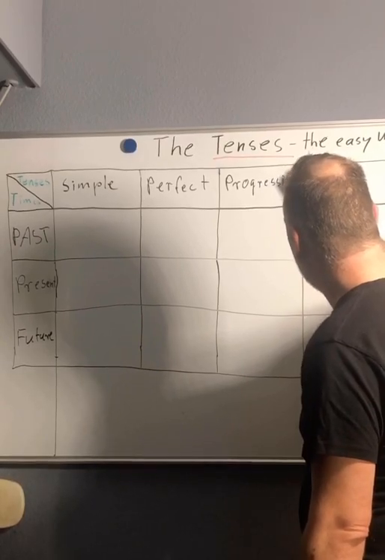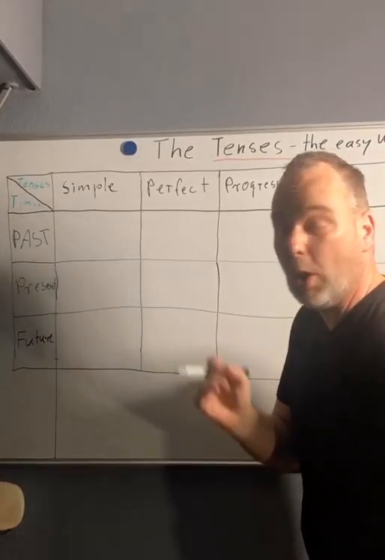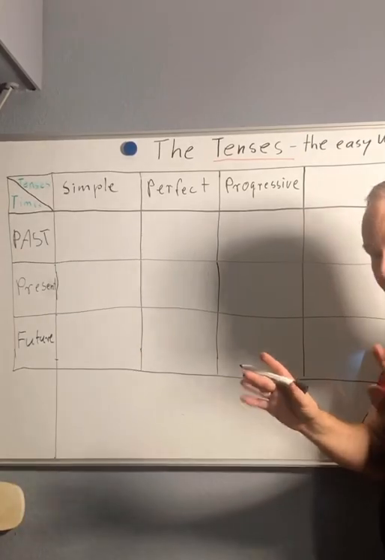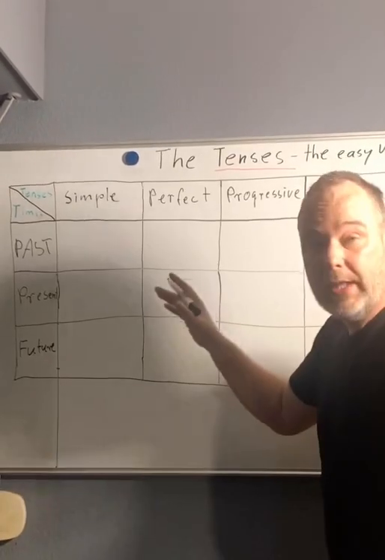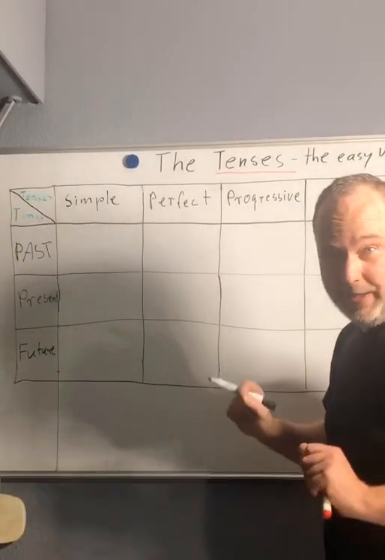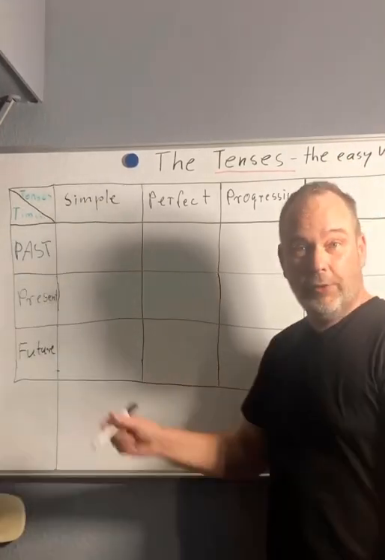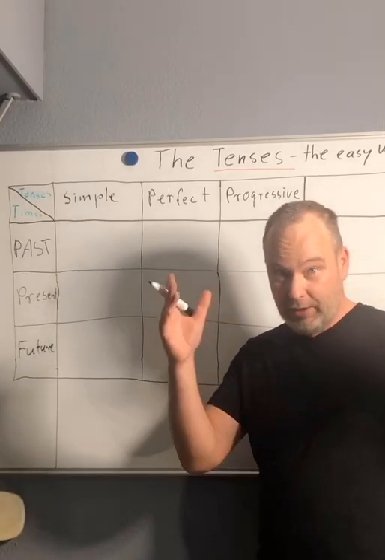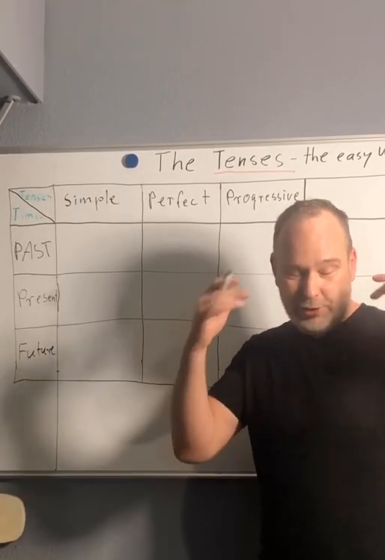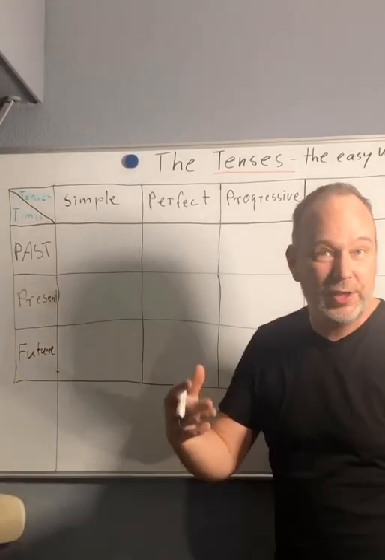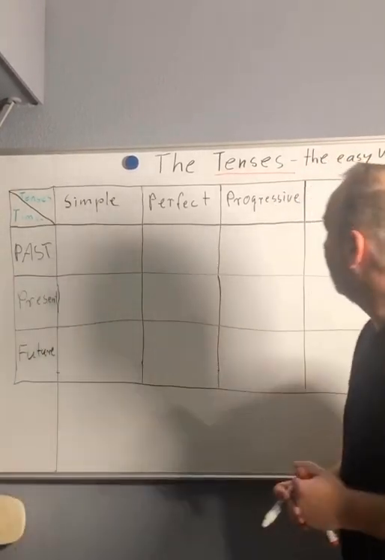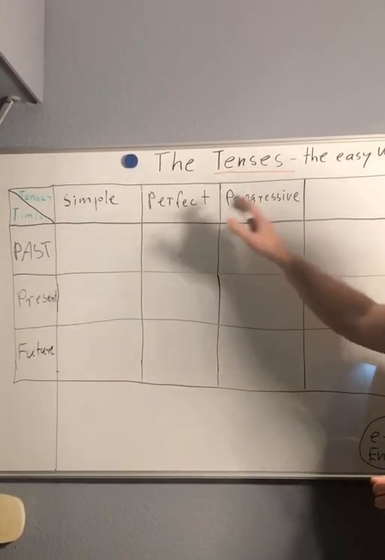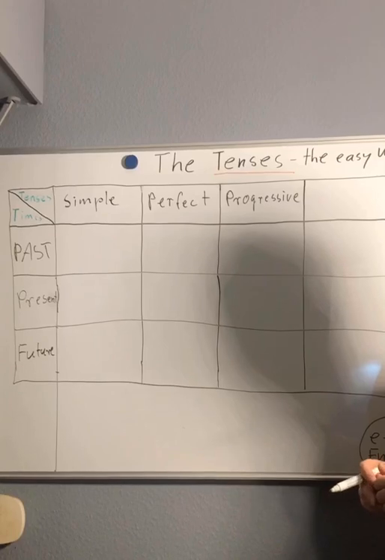Progressive. We call it progressive because something is in progress. Makes totally sense actually. There's totally a logic behind this, by the way. That's the best part. When we're done with this, you will see the logic in English grammar. And when you see the logic in something, then you can remember it and you can apply it. Yeah, so we have 9 tenses so far.